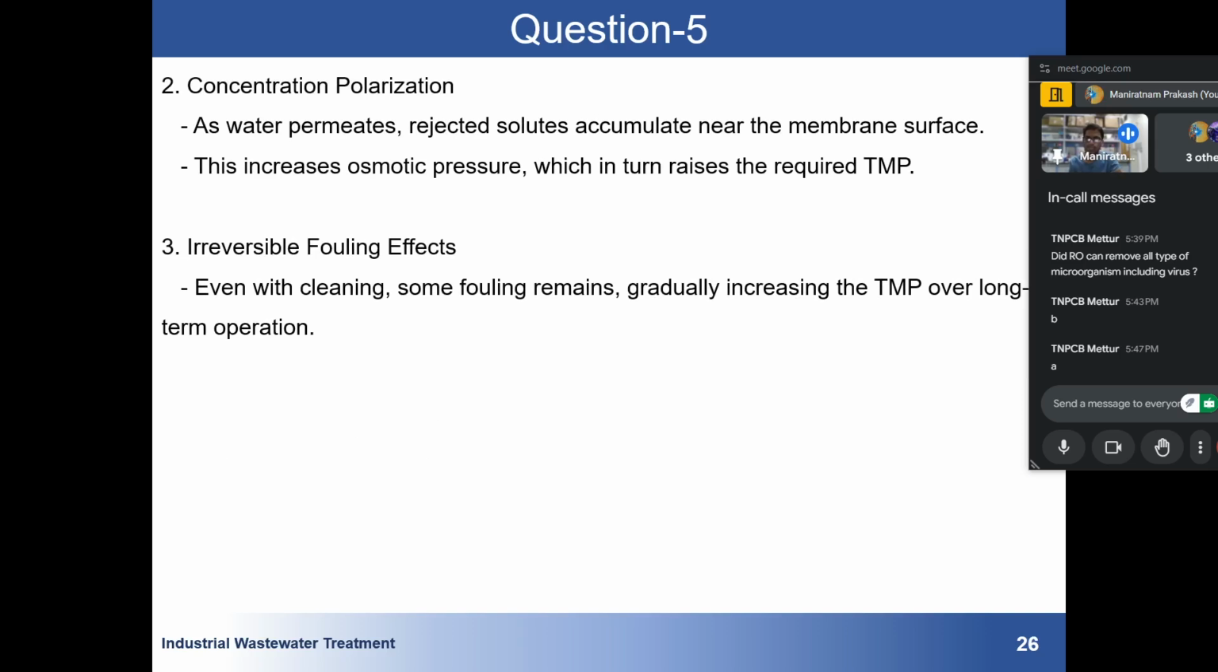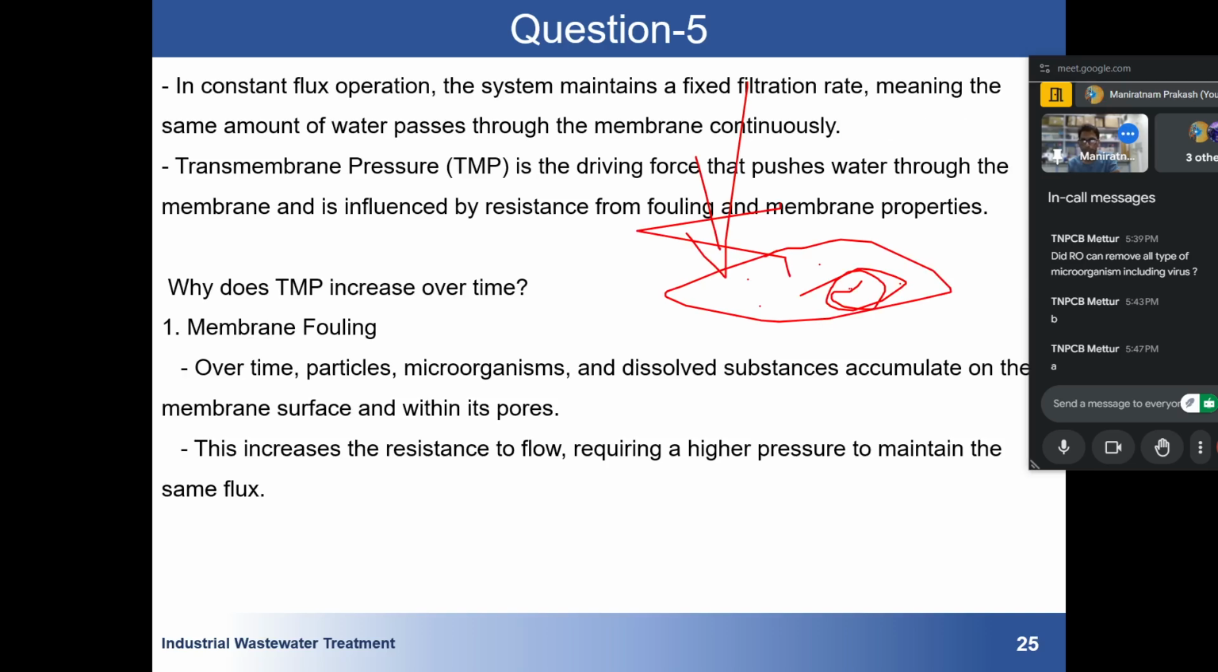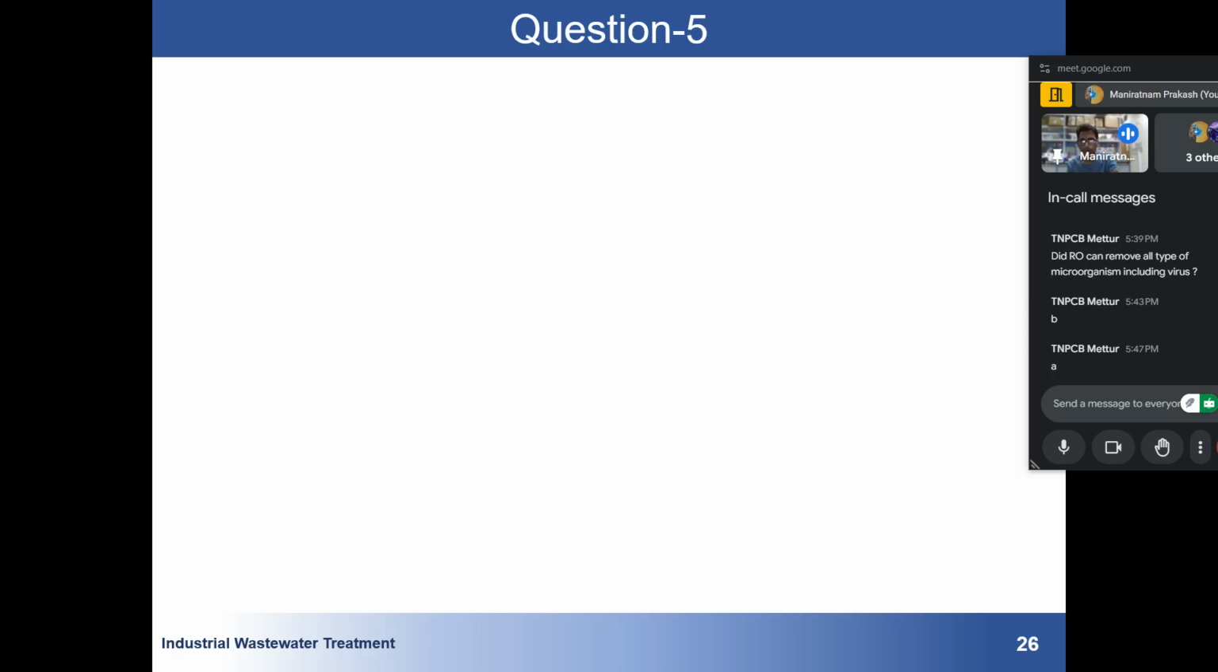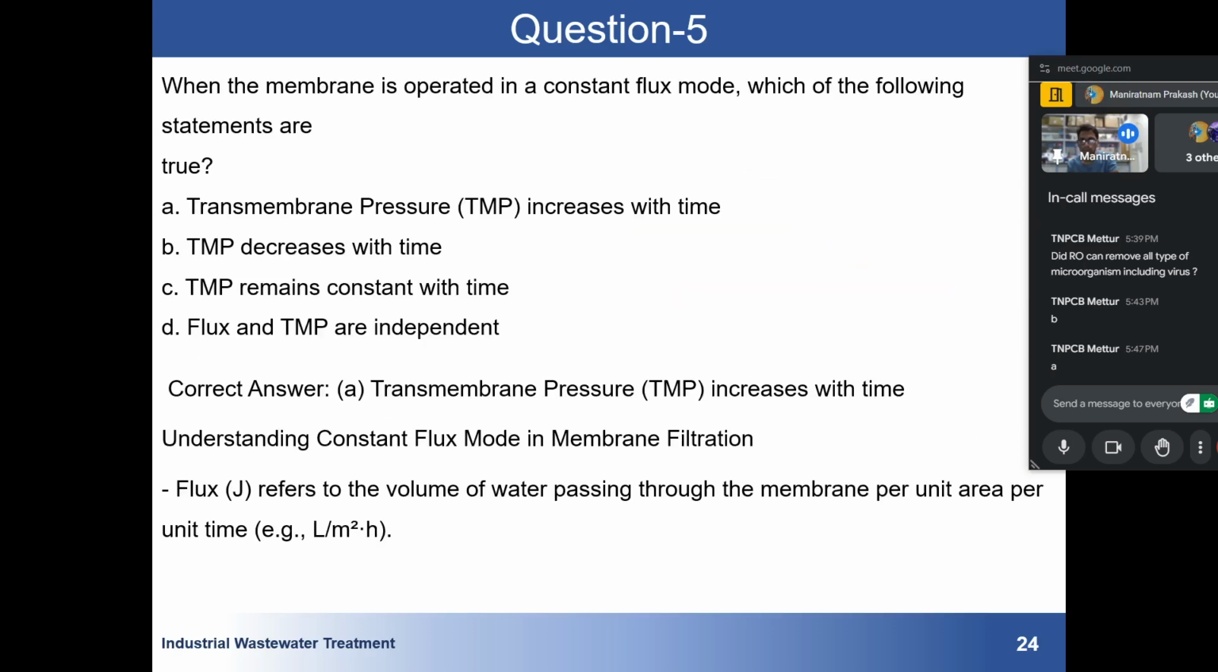Another option is, as water permeates, rejected solutes accumulate near the membrane surface. This increases osmotic pressure, which in turn raises the required TMP. Then, irreversible fouling effects: even with cleaning, some fouling remains, gradually increasing the TMP over the long term. So these are some of the correct ones, like what they were asking to mark true.